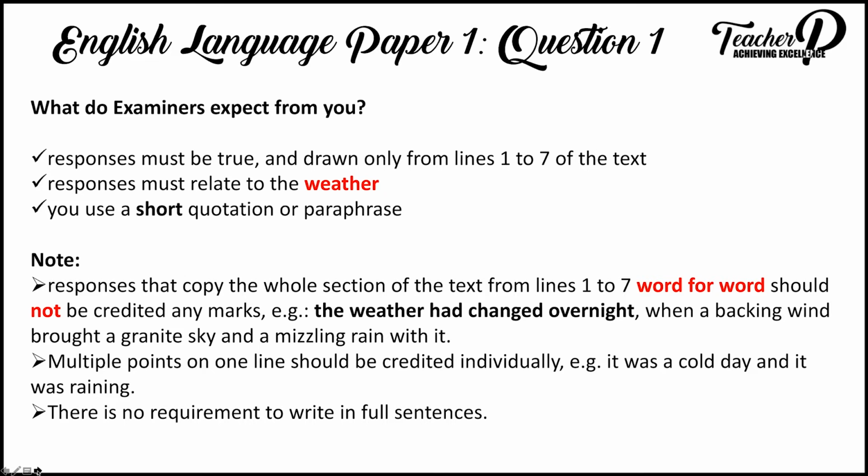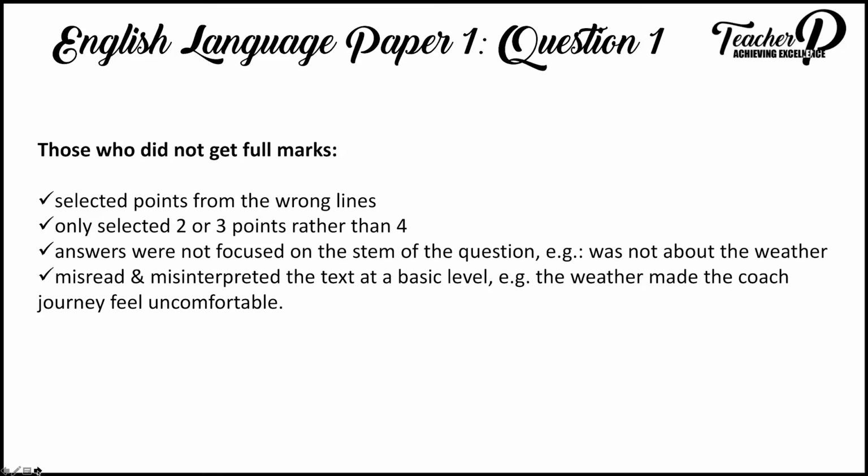So what did we learn from the 2017 summer exams? AQA have stated the reasons behind students not attaining full marks on this question is because they selected points from the wrong lines, students only selected 2 or 3 points rather than 4, answers were not focused on the stem of the question, so in this case the weather in Cornwall, and lastly, students misread and or misinterpreted the text at a basic level. For example, students would write something like, the weather made the coach journey feel uncomfortable.